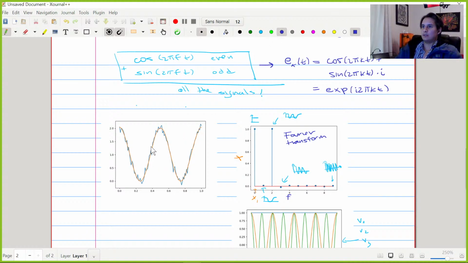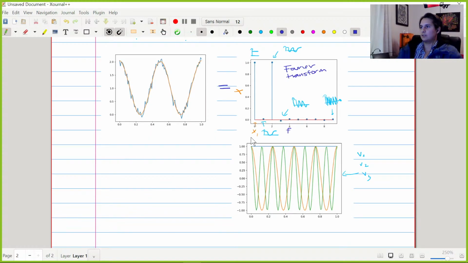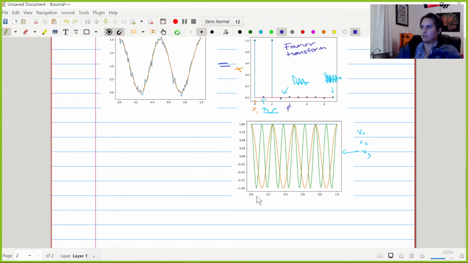That means that the signal can be written as these coefficients x times the functions b's. That is the same as x1, x2, xn, times b1, b2, bn, dot dot dot here.